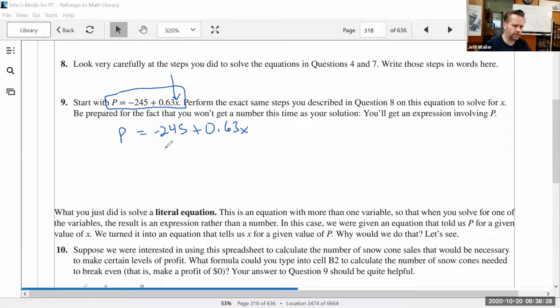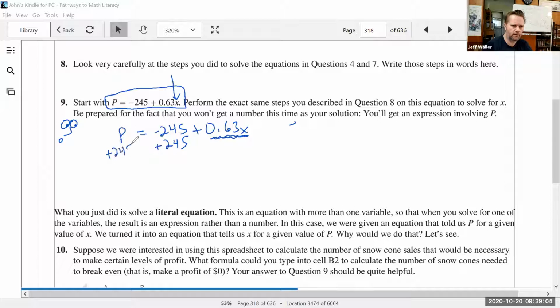So the trick is to just realize that the steps don't care. We care that we have 2 variables. The steps don't care. So somebody tell me, what's the first step to start solving for X? Add 245. Yes, you add 245 because you want to get this piece by itself.